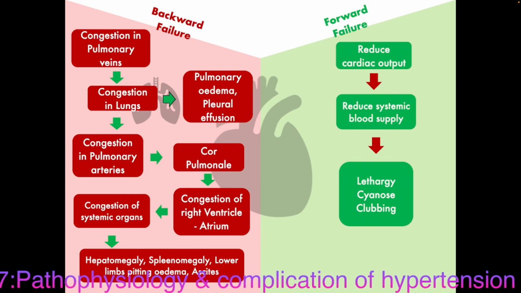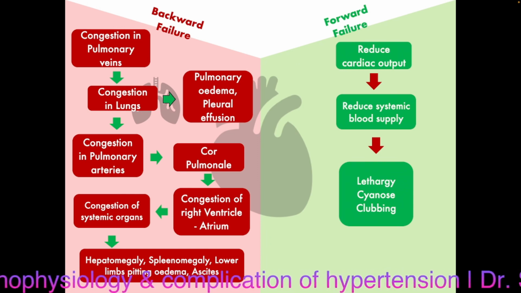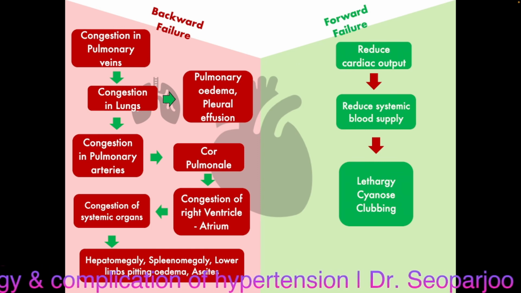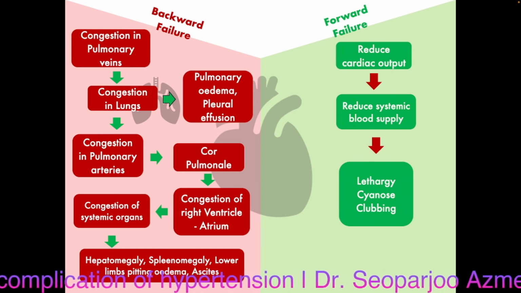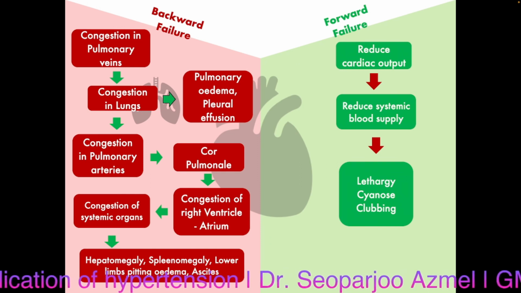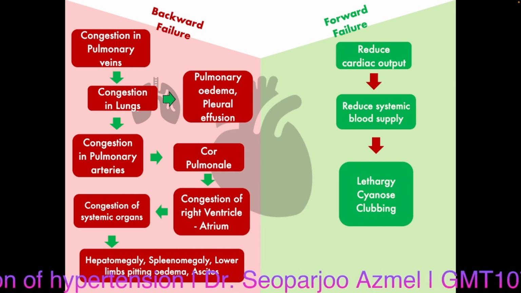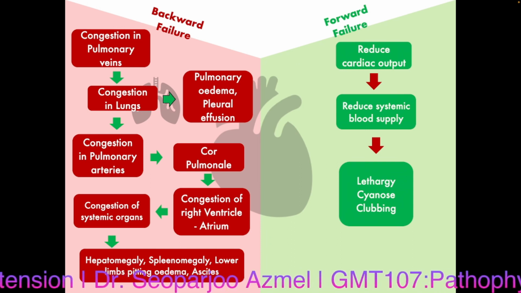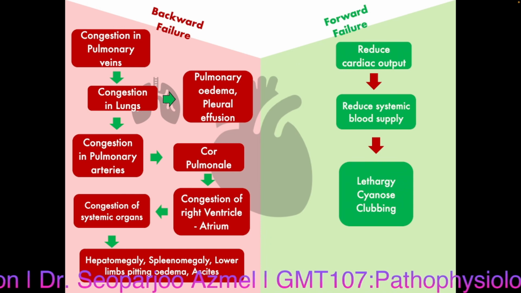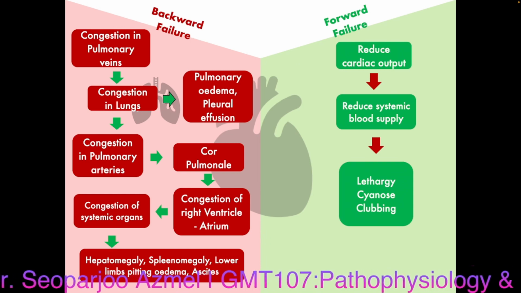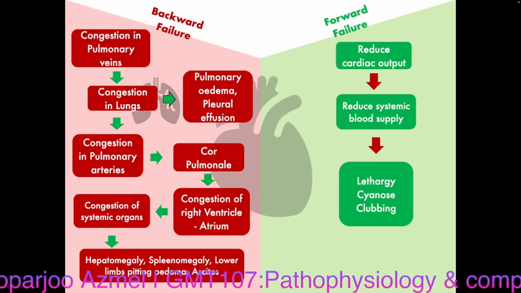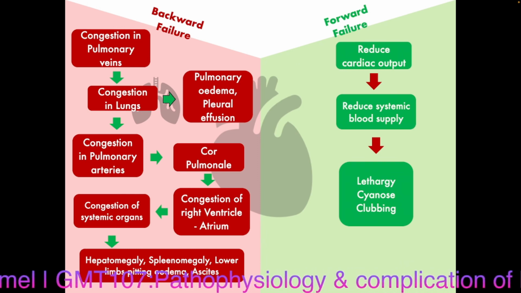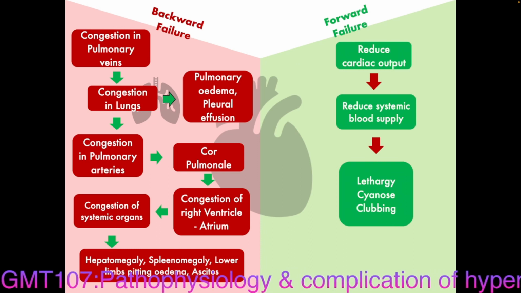And cor pulmonale will eventually cause congestion of the right ventricle and also the atrium, and this will cause congestion of the systemic organs, particularly the liver, in which the patient can present with hepatomegaly, and then the spleen, with splenomegaly. The lower limbs can present with pitting edema, and sometimes the patient can present with ascites or pleural effusions.